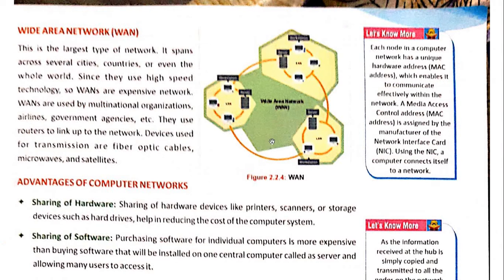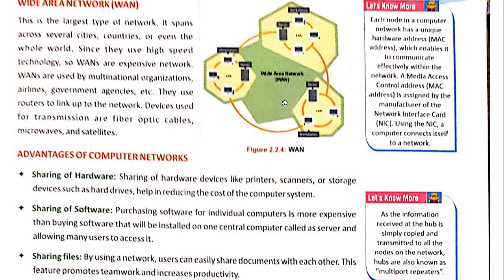Now let's see another type of network. It is wide area network. Wide area network is somewhat larger than the metropolitan area network, because wide area network, you have seen, internet is also called wide area network or WAN.